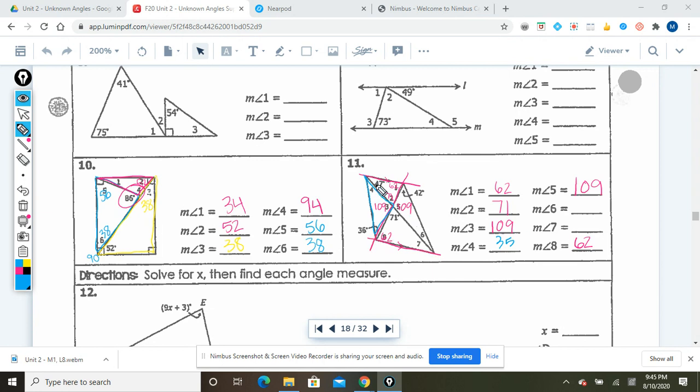All is okay. All right, this one's 47. That means this one's going to be 47 because of alternate interior. And then all I'm left with is angle 6, which I'm going to do 180 minus 109 minus 42, and I get 29 for angle 6.